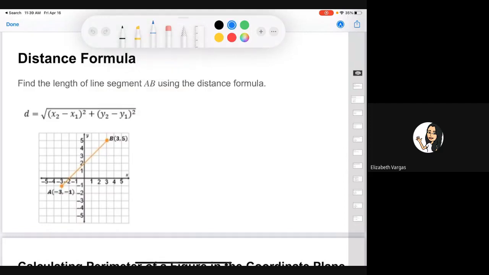So if I wanted to find the distance between this point and this point, all I would do is plug that into my distance formula. So my x2 would be 3, and my y2 would be 5. My x1 would be -3, and my y1 would be -1. And so I'm just plugging all my constants in, and then that's what I'm solving for. That gives me 36 plus 36, which is 72.